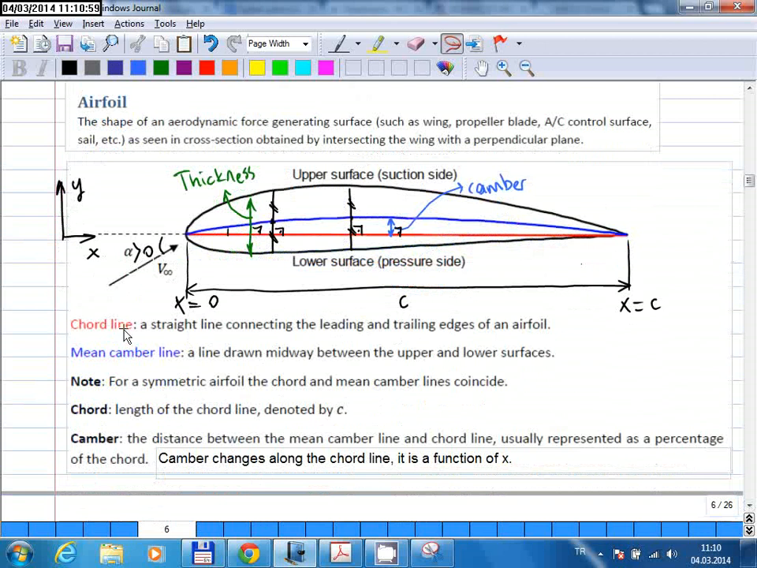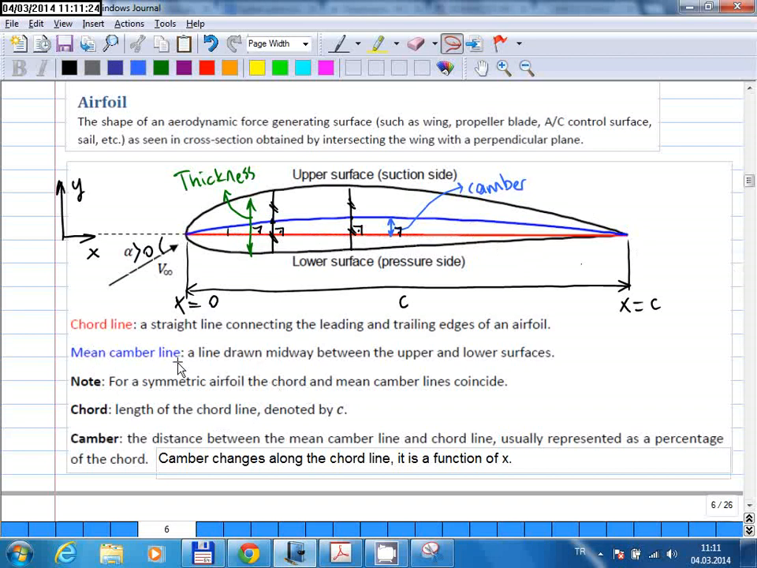The chord line is defined as a straight line connecting the leading edge and trailing edges of an airfoil. So the leading edge is the frontmost point, the trailing edge is the rearmost point. If you connect these two lines with a straight line, which is this red line here, you get the chord line.